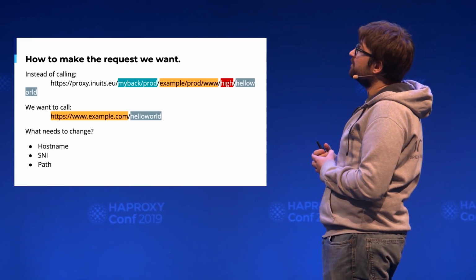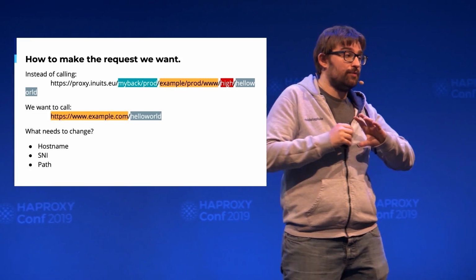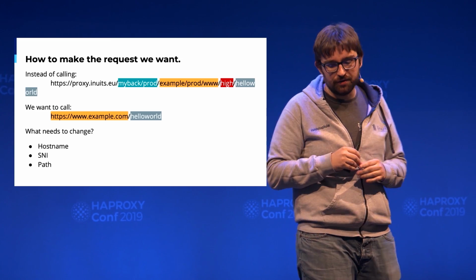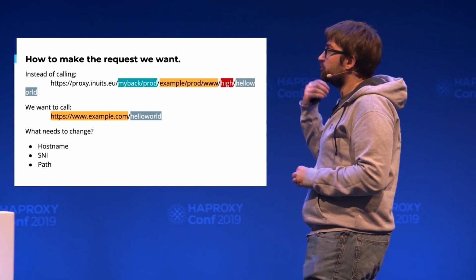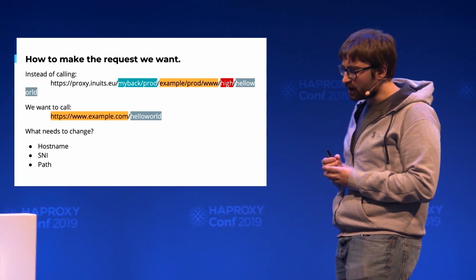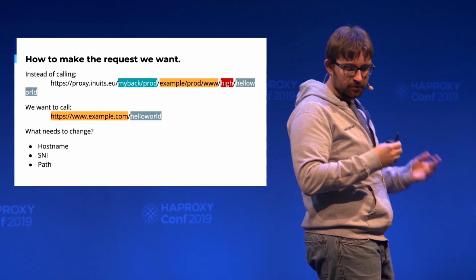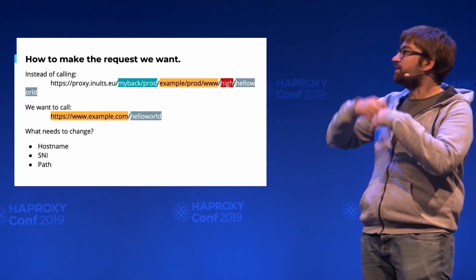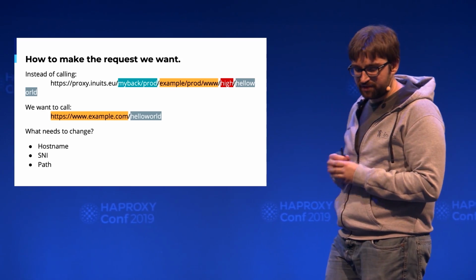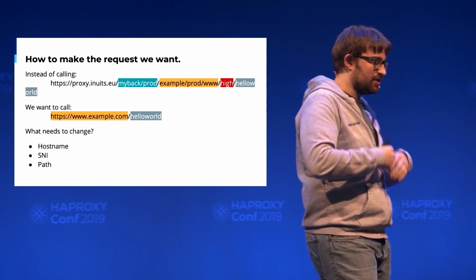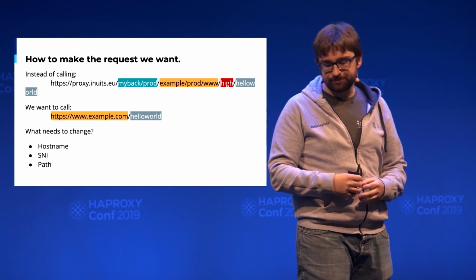SNI. So SNI is when you initiate a TLS connection, you can specify which certificate you want to retrieve by adding a specific SNI attribute to the connection so that you know, hey, this is the server name that I expect to see. And basically, you need to tell HAProxy which SNI you want to use.